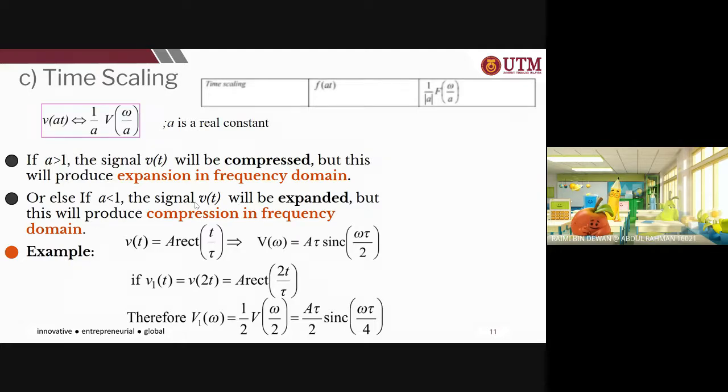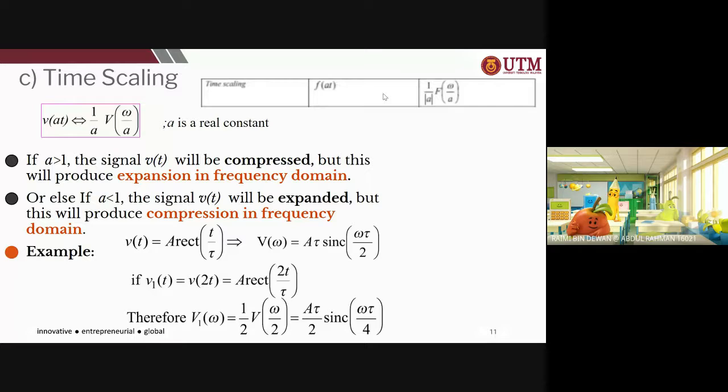Next is time scaling. This one is also quite straightforward. Time scaling, you have f(at). This is your scaling of time in time domain.